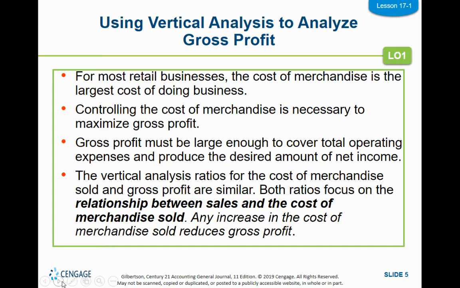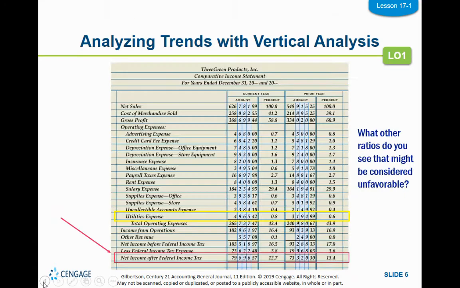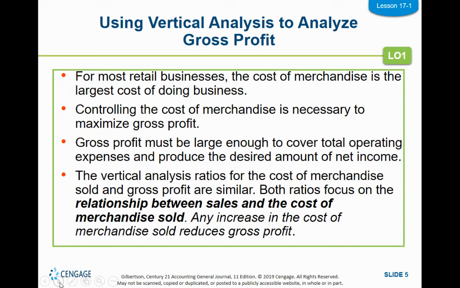And any increase in the cost of merchandise sold is going to reduce that gross profit. So on our visual here, if you take your net sales minus your cost of merchandise sold, that gives you gross profit. If your cost of merchandise sold goes up, of course your gross profit's going to go down. That just makes sense. But it's easier to see it, I think, here in a visual than it is to just read it in those words on the next page.